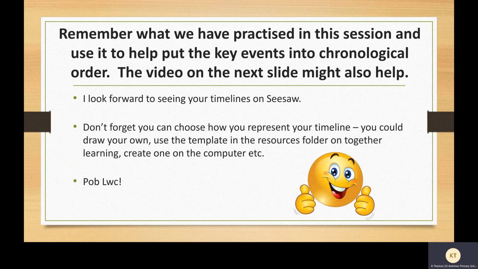We all look forward to seeing your timeline shared with us on Seesaw. And don't forget, you can choose how you represent your timeline. You could draw your own, use the template in the resources folder on Together Learning, create one on the computer. The choice is yours. Good luck.